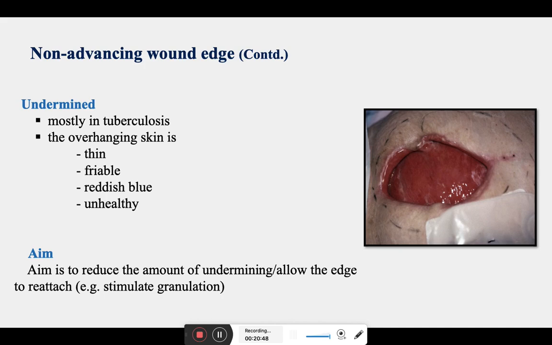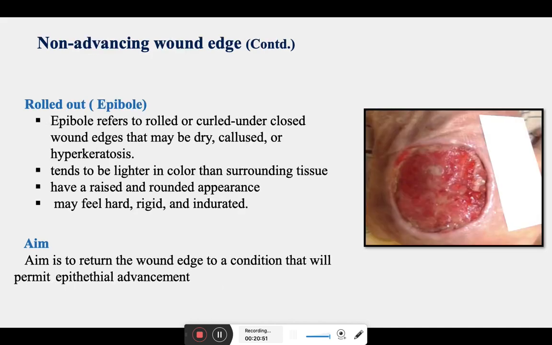Rolled out, which is called epibole. Epibole refers to the rolled or curled under closed wound edges that may be dry, calloused, or hyperkeratotic. Now, hyperkeratosis means very hard edges or margins, and callosity, we know, is also hardness present around the ulcer. It tends to be lighter in color than surrounding tissue, has a raised and rounded appearance, and may feel hard, rigid, and indurated.